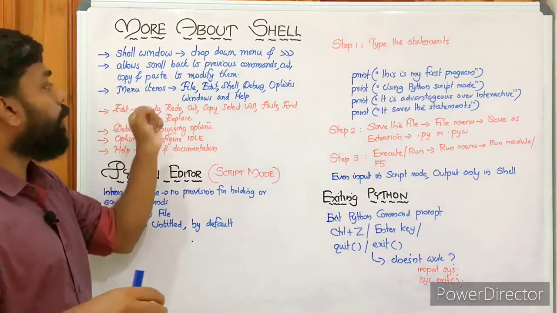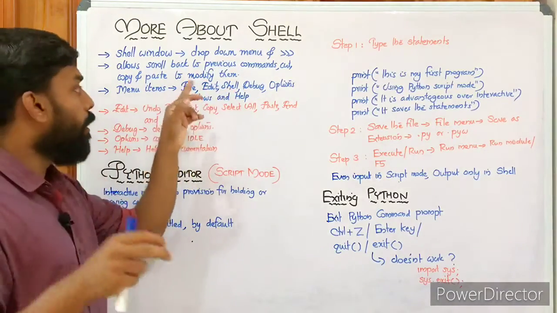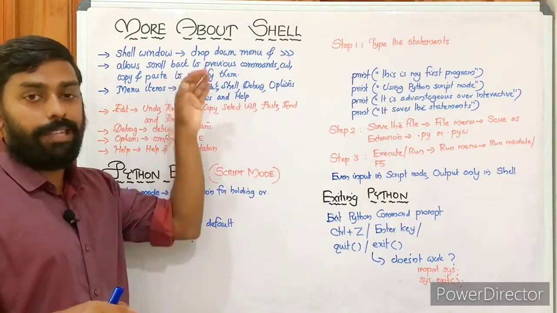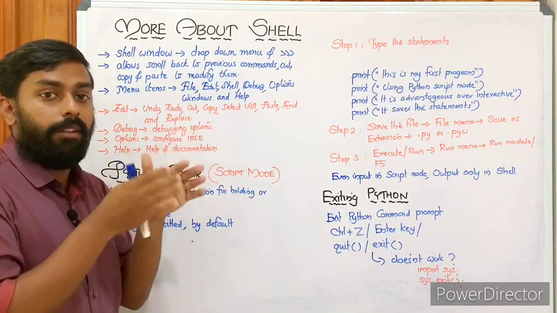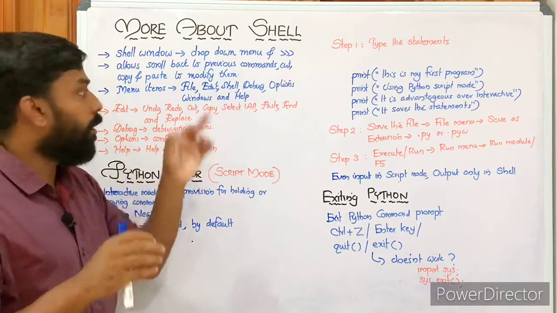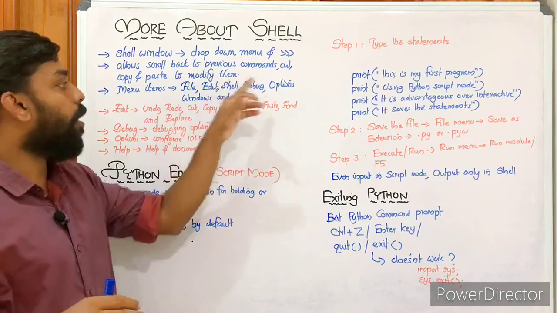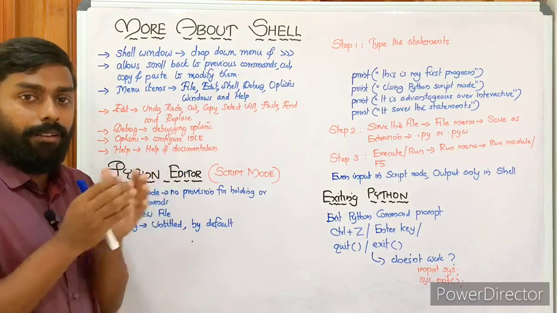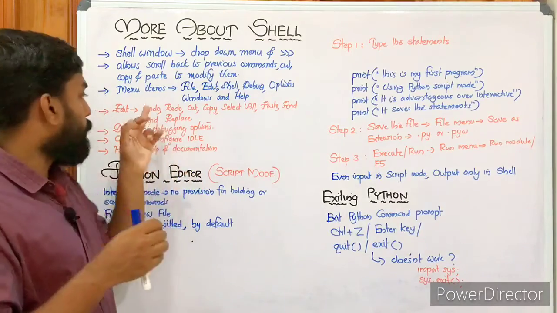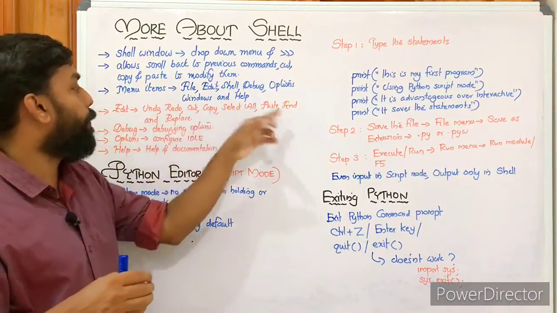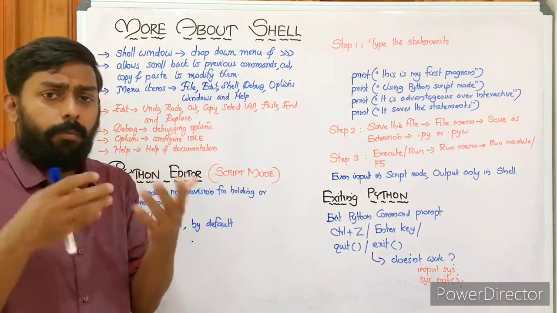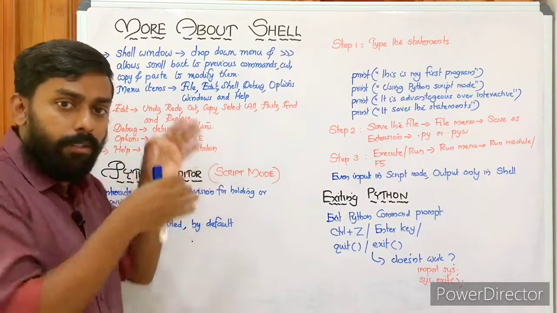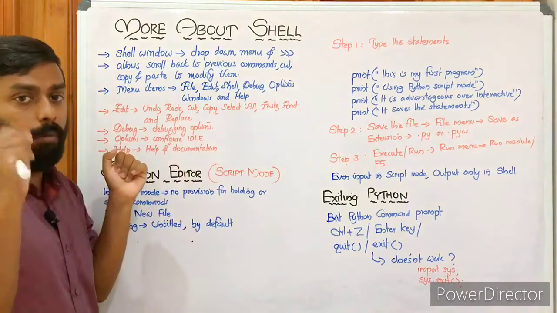Then the menu items, or menu options: file, edit, shell, debug, options, windows and help. These are the options available in Python interactive mode or shell mode. In the edit menu, normally every software provides edit options like undo, redo, cut, copy, select all, paste, find and replace. These are the options in almost all editors, right? So Python shell mode provides all these options in the edit menu.